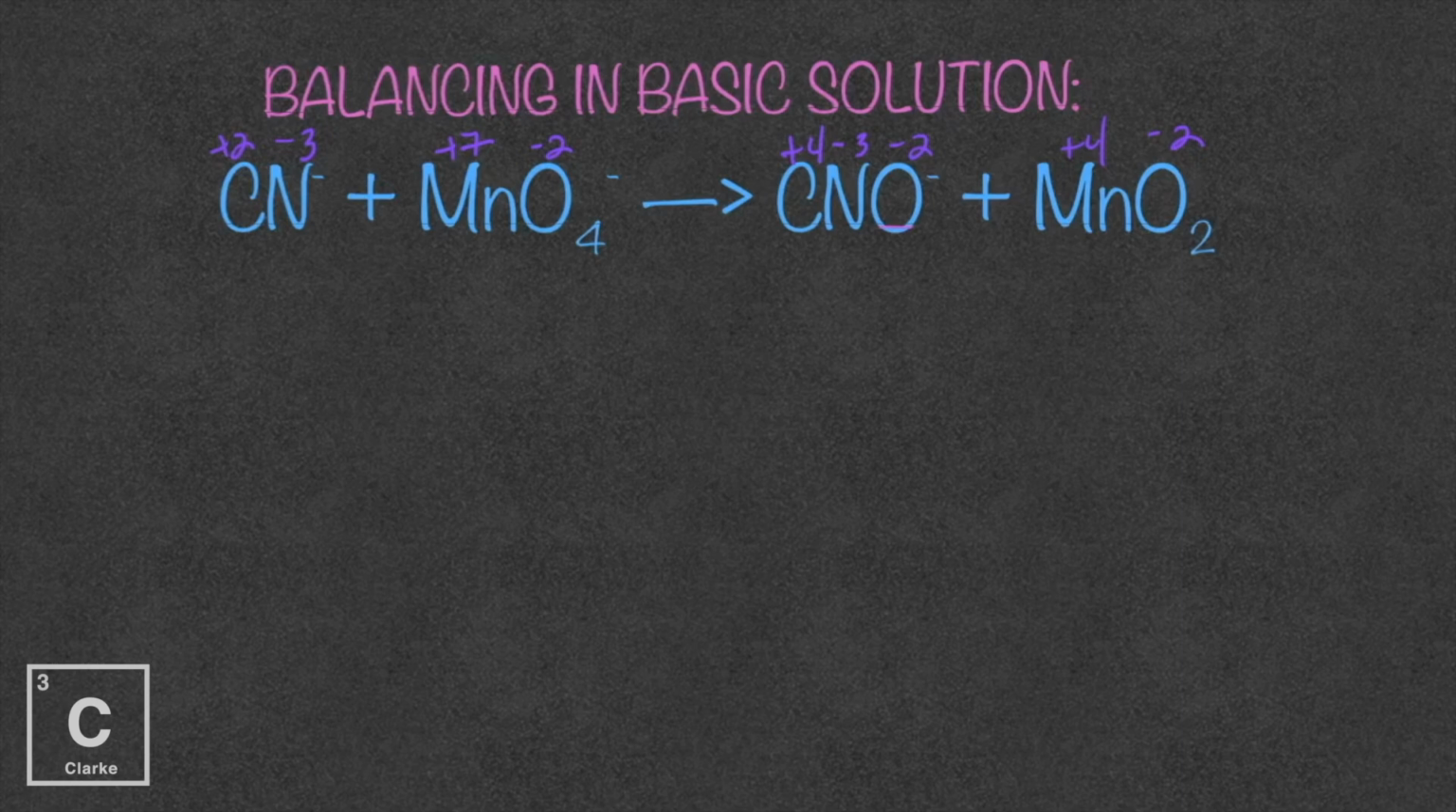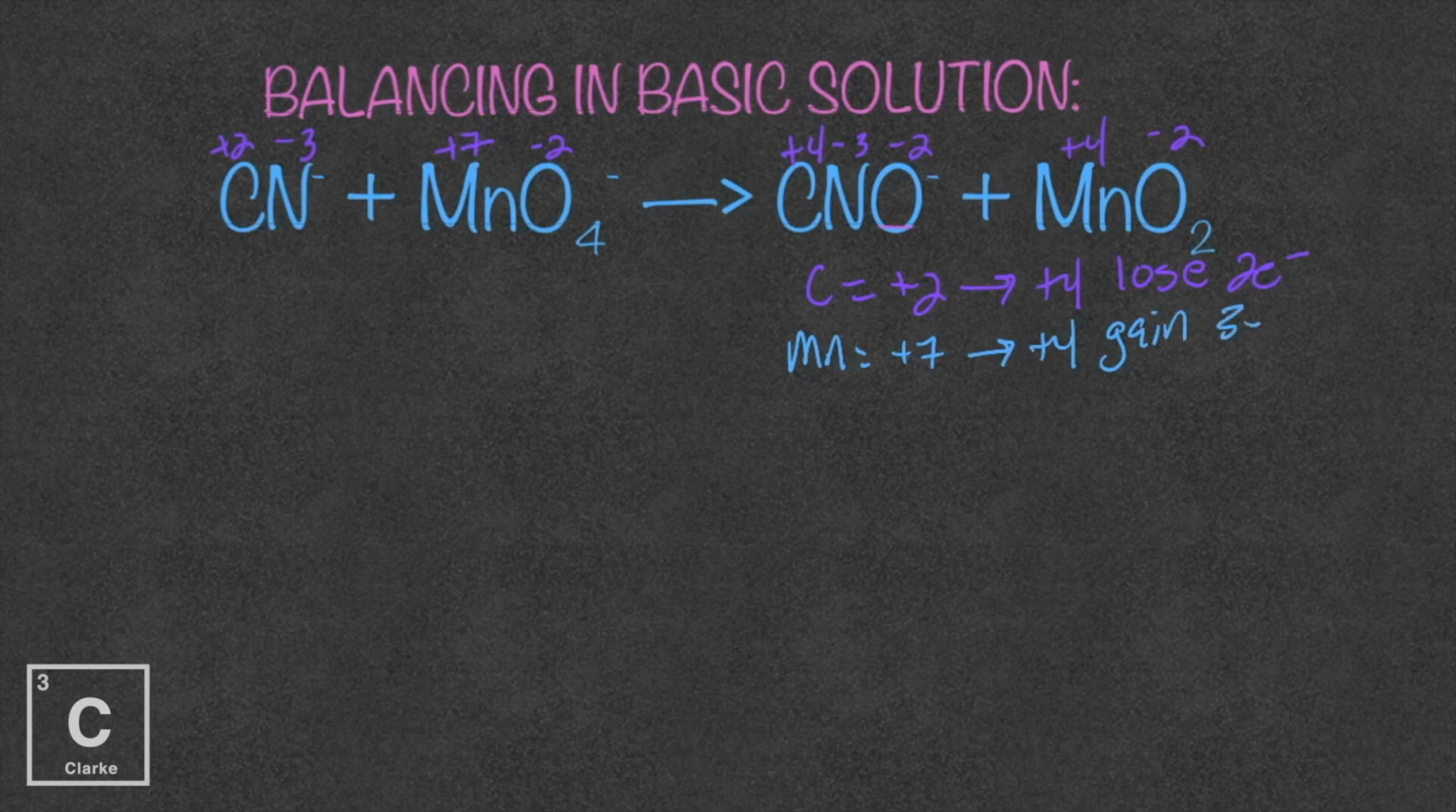Let's start with carbon. So carbon went from a +2 to a +4. We're getting more positive. More positive means we're losing negative electrons. So we lost 2 electrons. Carbon did. Now let's look at manganese. Started at a +7, went to a +4. That's a difference of 3 electrons. And since our number is getting more negative, if we go from a +7 to a +4, we're moving in the negative direction. Electrons are negative, so that means we're gaining 3 electrons.